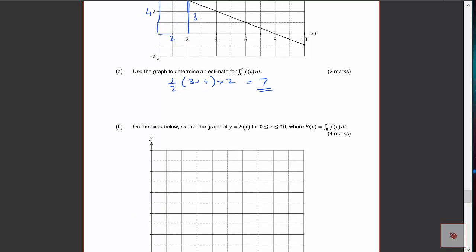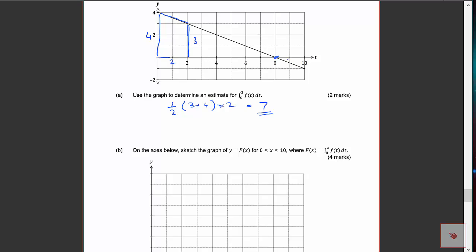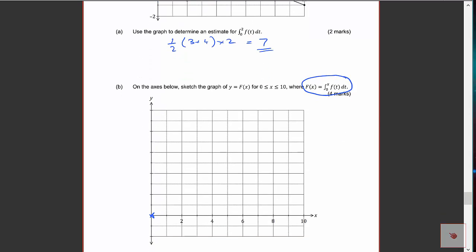The maximum area must come here, because after that, or the maximum, when I say area, I mean the maximum value of this integral must come there, because after that it's going to start evaluating to a negative value, which is going to start cancelling with this. So when we get to 8, this is a triangle with base 8 and height 4. So a half times 8 times 4 is 16.